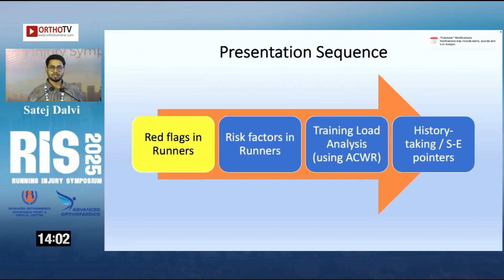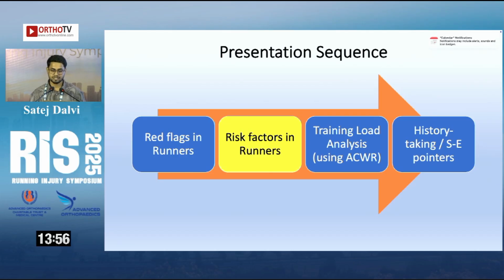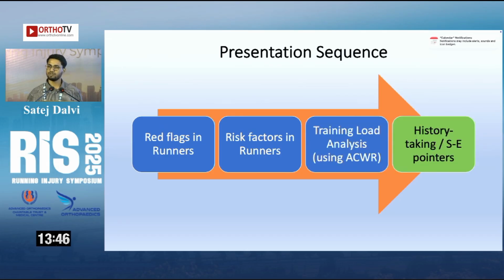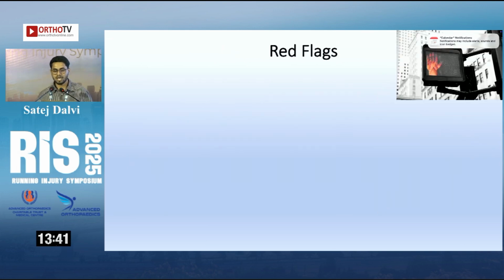Just a brief overview of what we're going to look at today. We're going to quickly look at the red flags in running, then the risk factors, and touch upon training load assessment analysis using ACWR, which is acute chronic workload ratio. And hopefully by the end of it, you get to add a few more pointers to your history taking or subjective examination for runners.